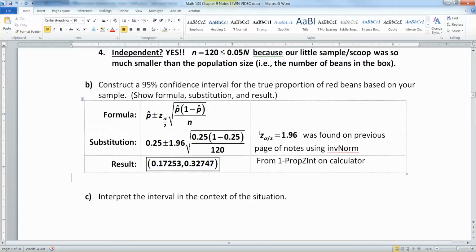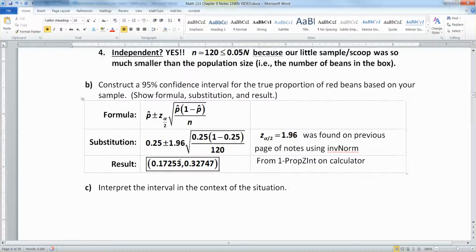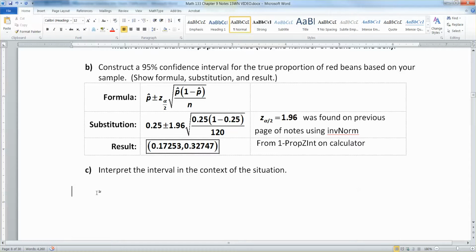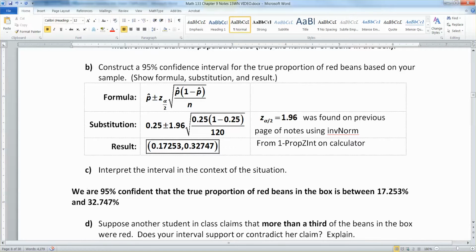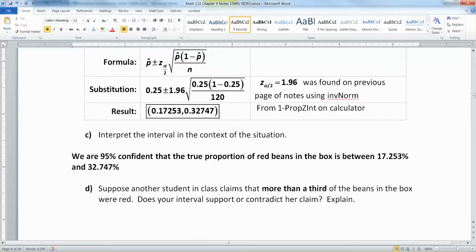Okay, now what does this mean for the beans in our box? We are 95% confident that the true proportion of red beans is somewhere between these two numbers. There, somewhere between 17.253% and 32.747%. Done.